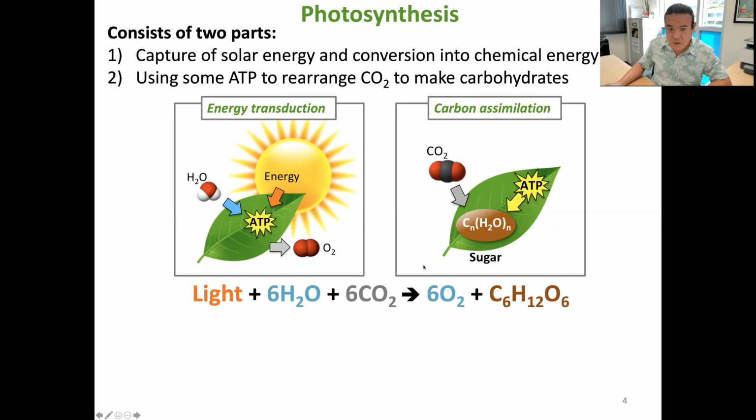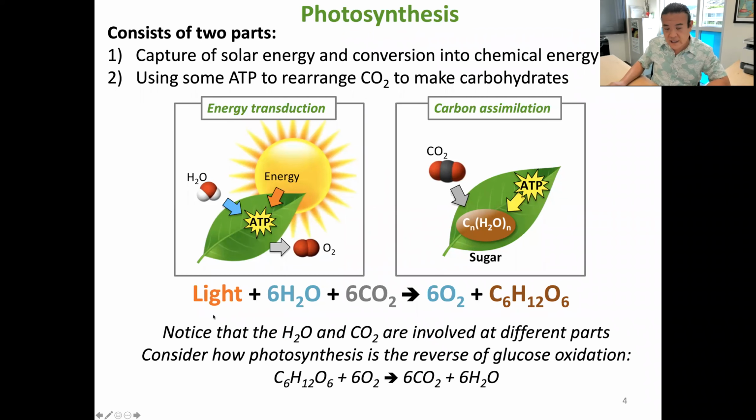Okay, all right. So I want you to notice that the H2O and the CO2 are actually involved in different parts of photosynthesis. And I want to remind you again to always keep in mind that photosynthesis is essentially the reverse of glucose oxidation. If you start with a molecule of glucose and then proceed to fully oxidize it using 6 molecules of O2, you end up with the 6 molecules of carbon dioxide and the 6 molecules of H2O that essentially went into photosynthesis, right?